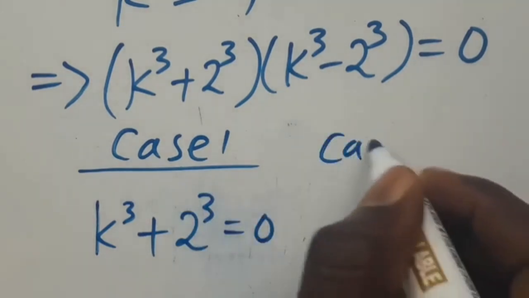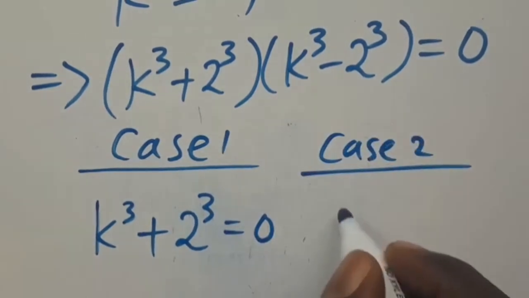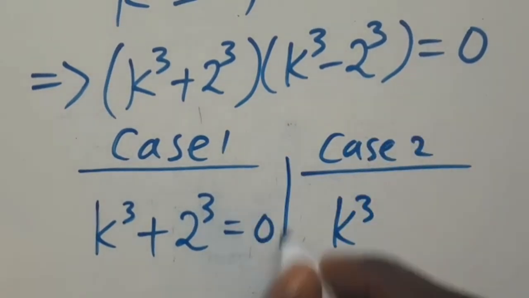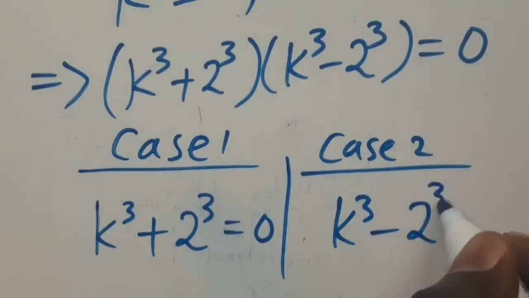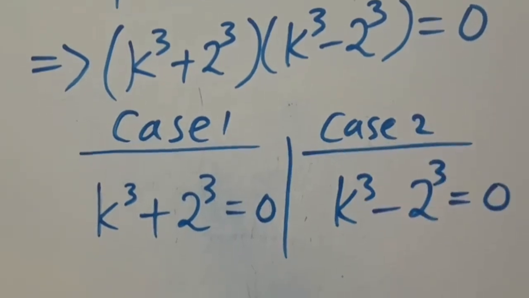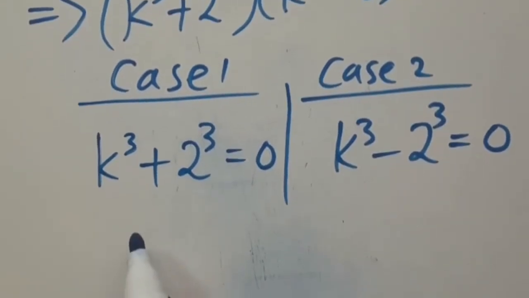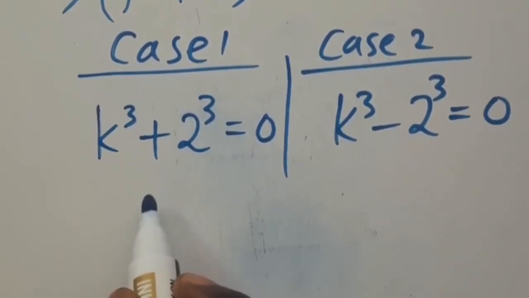Let's say case 2, k to the power of 3 minus 2 to the power of 3 will be equal to 0. Then let's deal with case 1 first. We have this to be a sum of cubes.